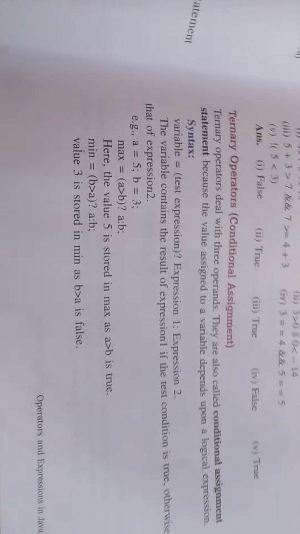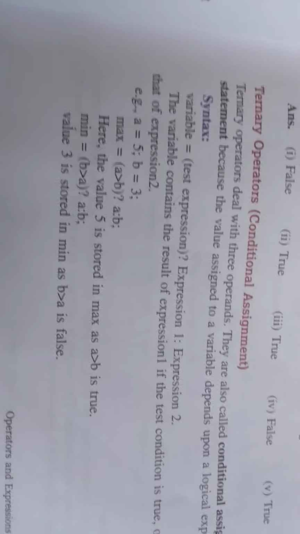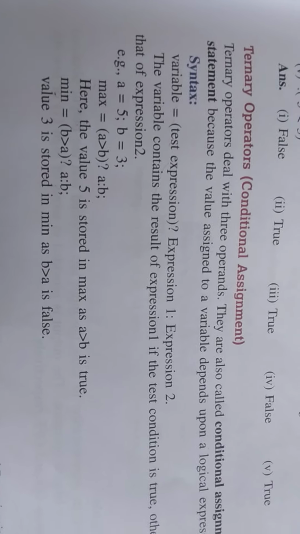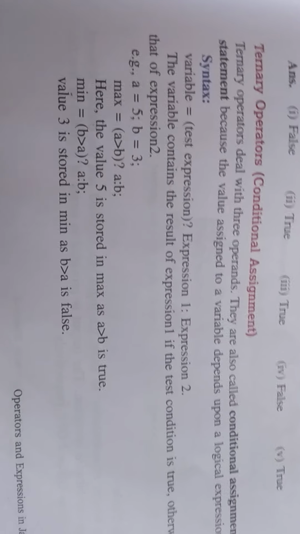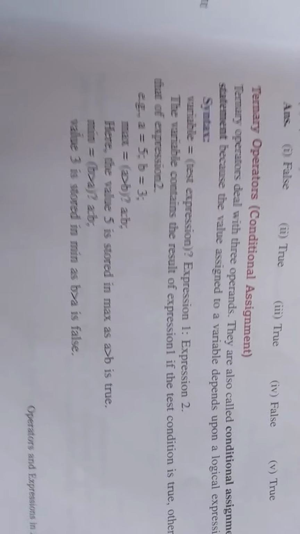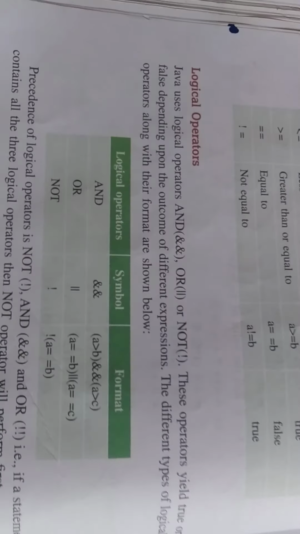Clear? So we did what? Arithmetic operators in detail. Arithmetic operators are of 3 types. One is unary, the second one is binary, and the third one is the ternary operator. Clear? Now we are going to do the second type of operator. So the second type of operator is the logical operator.